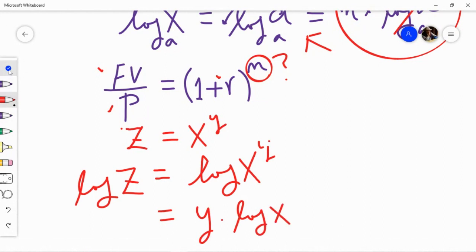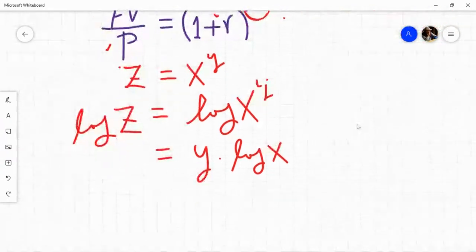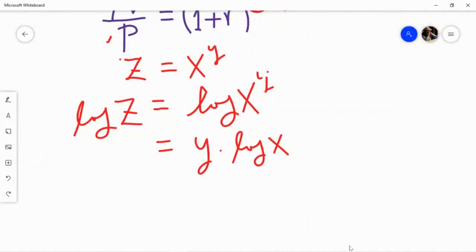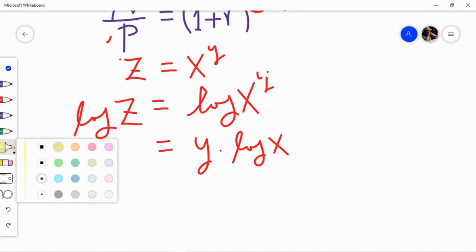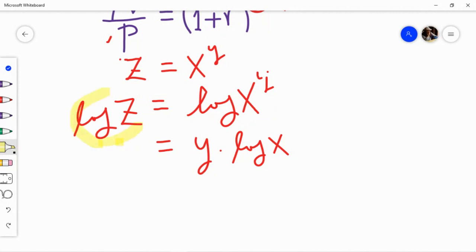Then think about it. Now we can easily solve for y, because now it's z equals x times y structure. Isn't that right?